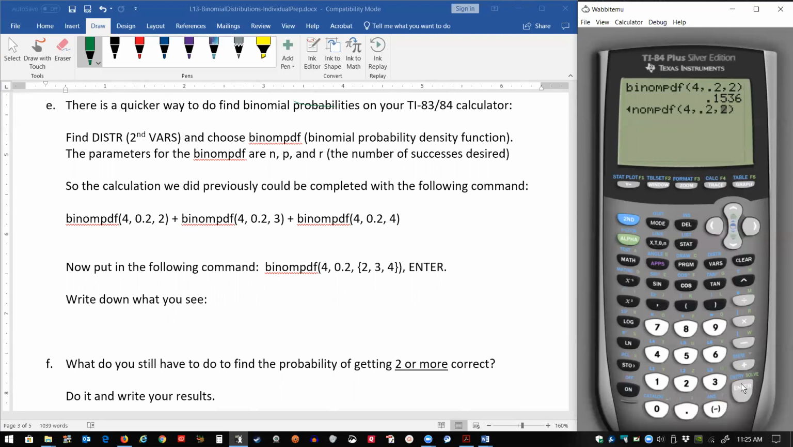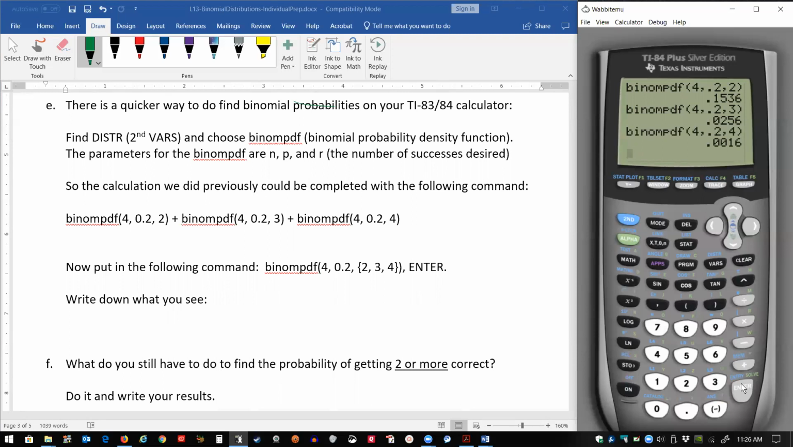And then we can just reuse this. Number 3 successes, oh, that's just what I got before. And 4 successes, look at that. That's what I got before. So pretty slick. Okay, so now some additional shortcuts for this.